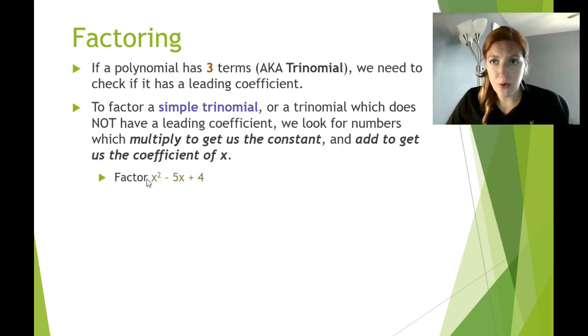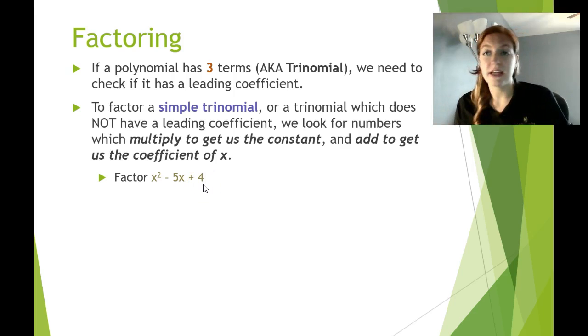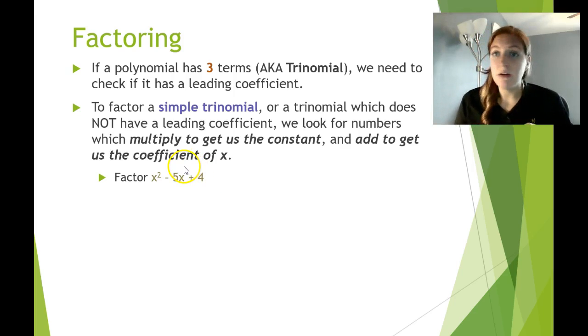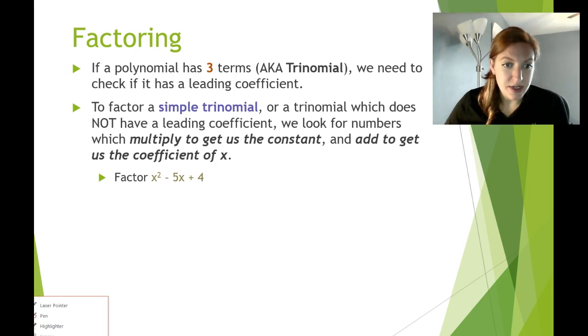Well, when there's no leading coefficient or a coefficient of 1, we call this a simple trinomial. And simple trinomials are awesome because they're the easier ones to factor. To factor simple trinomials, you're going to have to look for factors of your last term, or factors of 4 in this case, that add to get your middle term. Here would be: what 2 numbers multiply to give me 4, but add to give me -5? So you can see that this is going to be an interesting little thing.